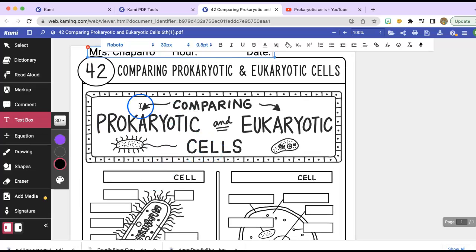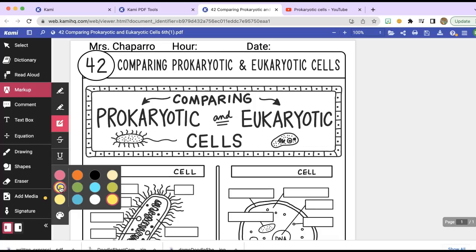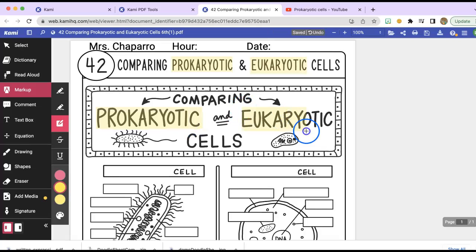Okay. So the title of your notes is comparing prokaryotic and eukaryotic cells. What you're going to do right now with your highlighter is highlight a couple things. I'm going to choose a yellow highlighter on my screen. I want you to highlight the word prokaryotic, and I want you to highlight the word eukaryotic. These are two different types of cells. We will mostly be learning about eukaryotic, but I want you to know that these two types of things actually exist. So here we go. Once again, comparing prokaryotic, highlight prokaryotic, highlight eukaryotic.